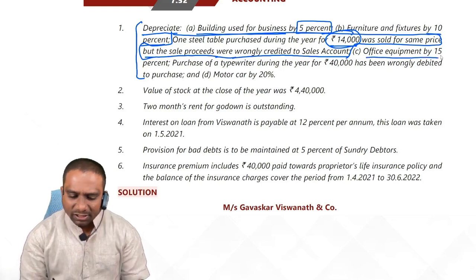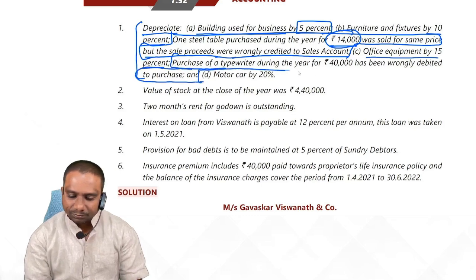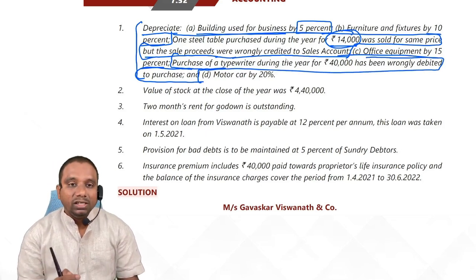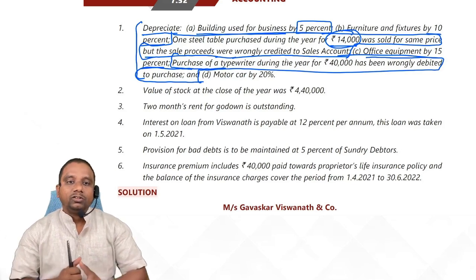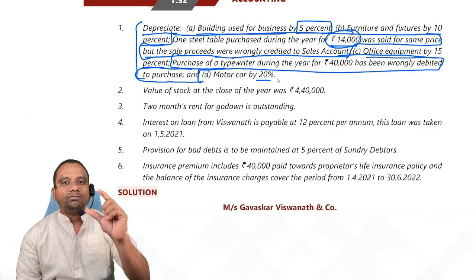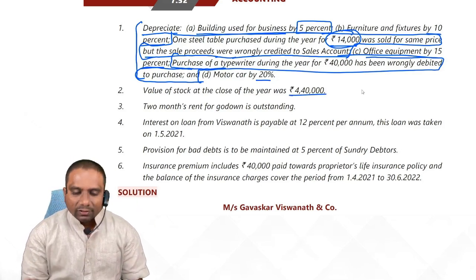Next, office equipment by 15%. Purchase of typewriter. This is also some error. So these errors, that means in the final accounts chapter, they may mix rectification of errors also. Okay. Now motor car by 20%. This first adjustment is important. Remaining everything simple, students. This is closing stock.